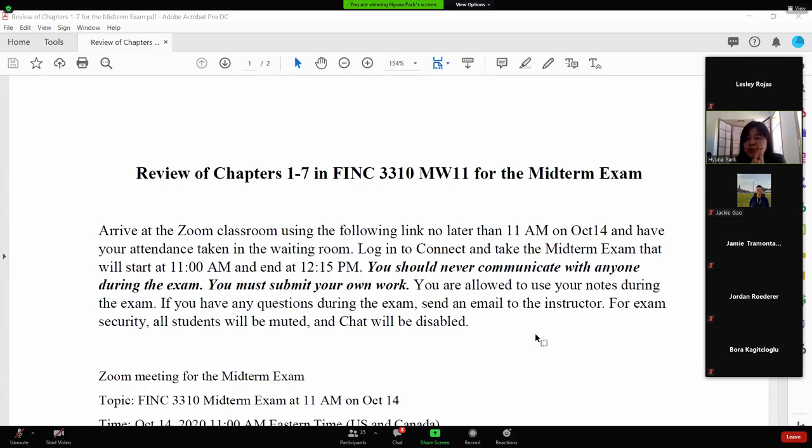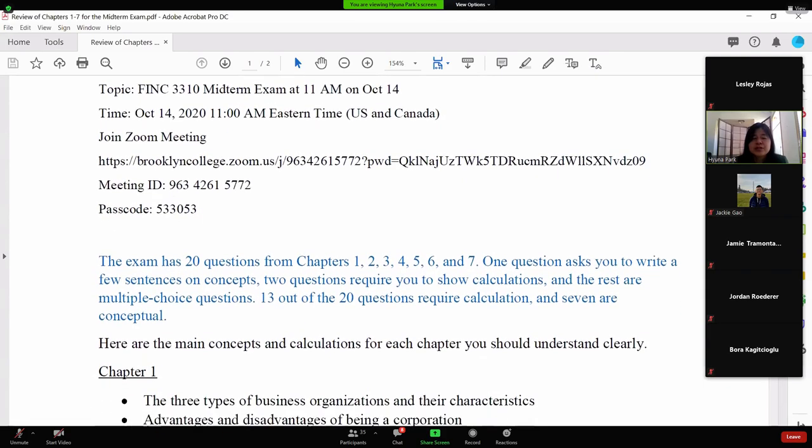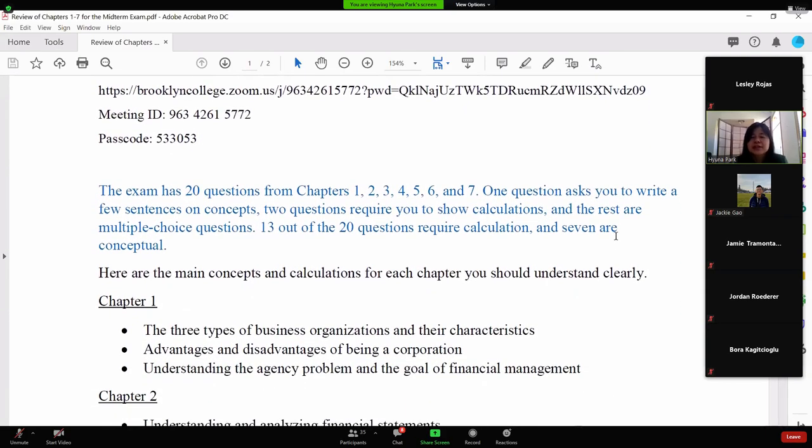in the waiting room, and then log into Connect as you usually do for quizzes, the same mechanism. The only difference is we use the entire class time, 1 hour 15 minutes, for the exam. And we are going to use Connect. Another difference is there are some different kinds of questions. Most questions are multiple choice using Connect, but there are three questions I ask you to write.